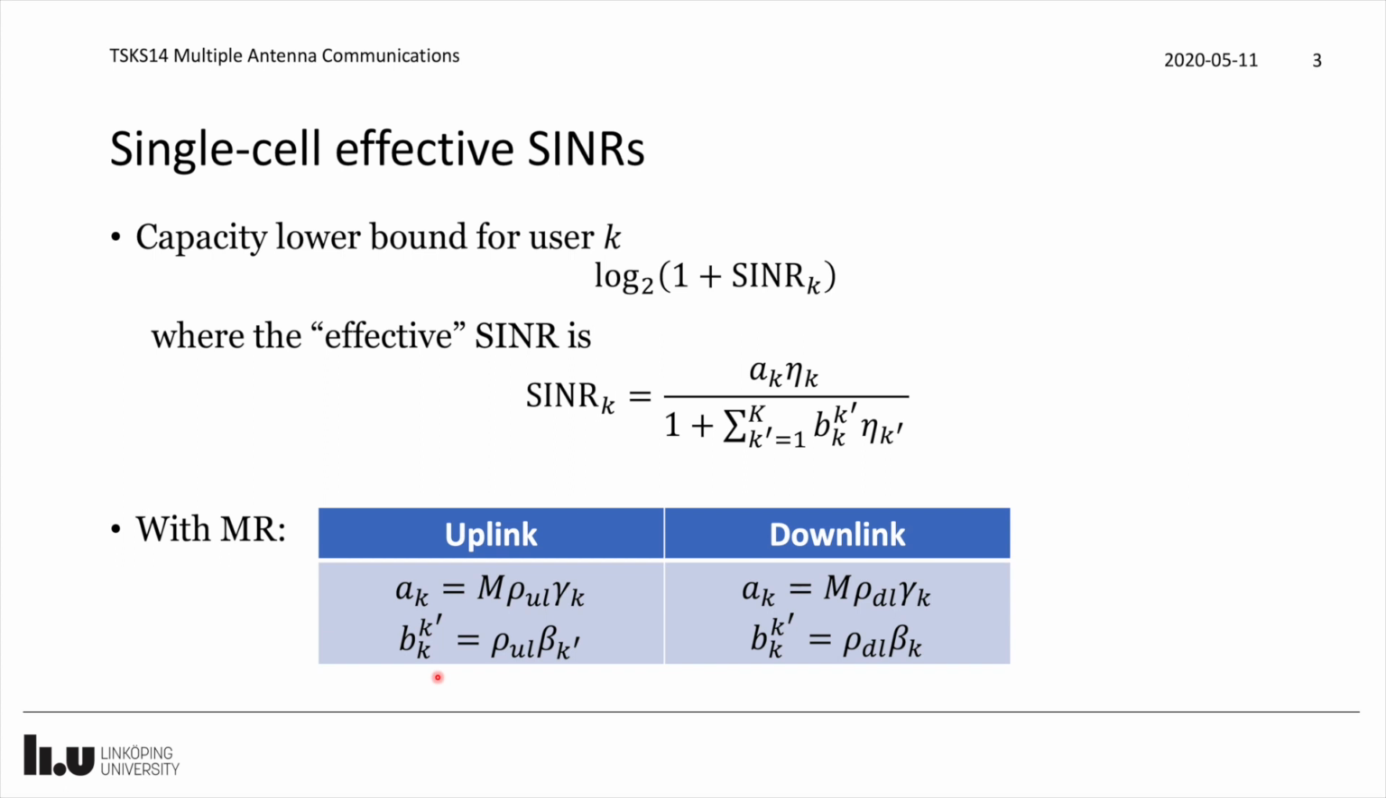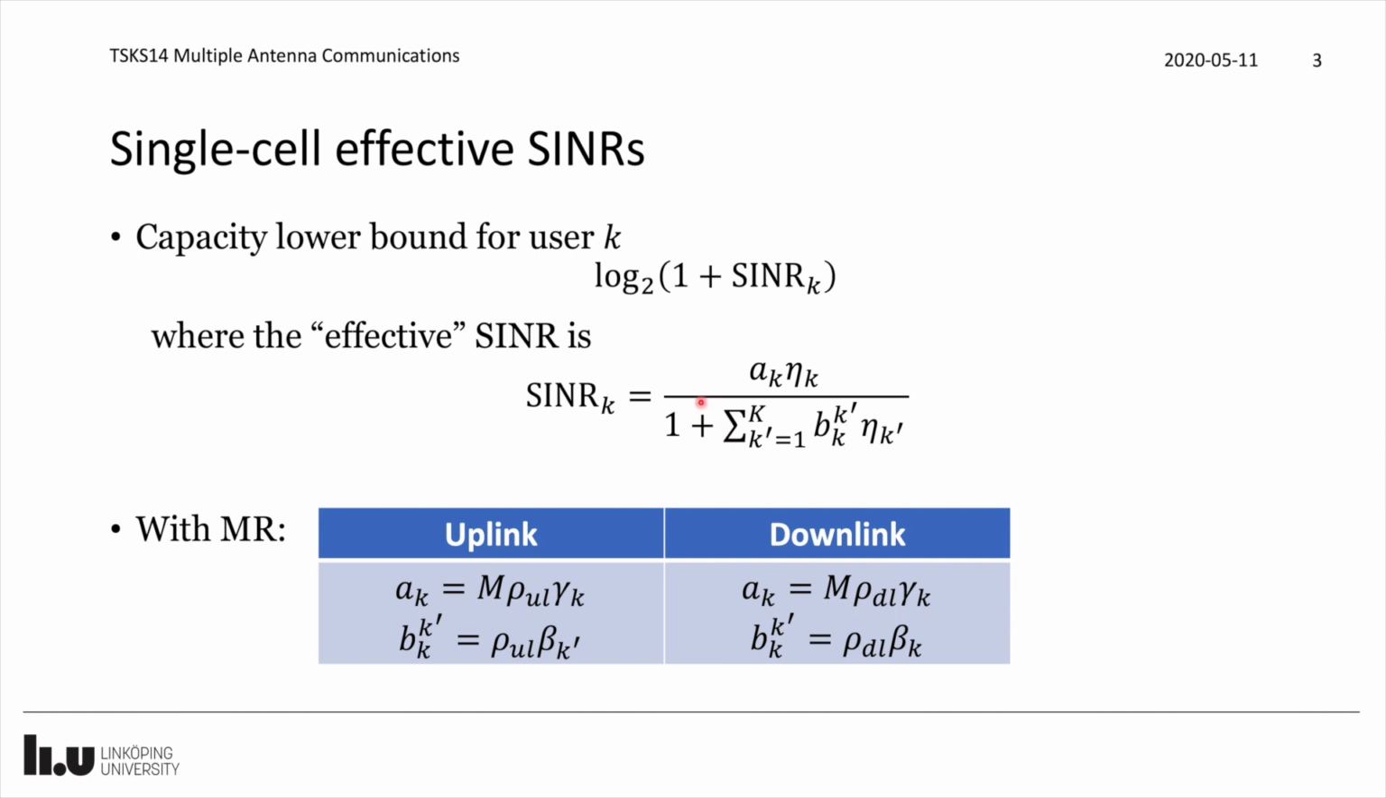A large part of this course has been focused on the single cell case, where we talked about the capacity lower bound that we can get for different users. For example, user k gets log2(1 plus the SINR), or signal to interference and noise ratio. And there we have an expression that has this particular shape. We have focused particularly on maximum ratio processing, where we get a numerator that is eta k, which is the power control coefficient that so far has been just a constant, and then we had some kind of factor in front of it, which in the uplink was M, the number of antennas, times rho uplink, which was the maximum transmit power in the uplink, and gamma k, which was the estimation quality.